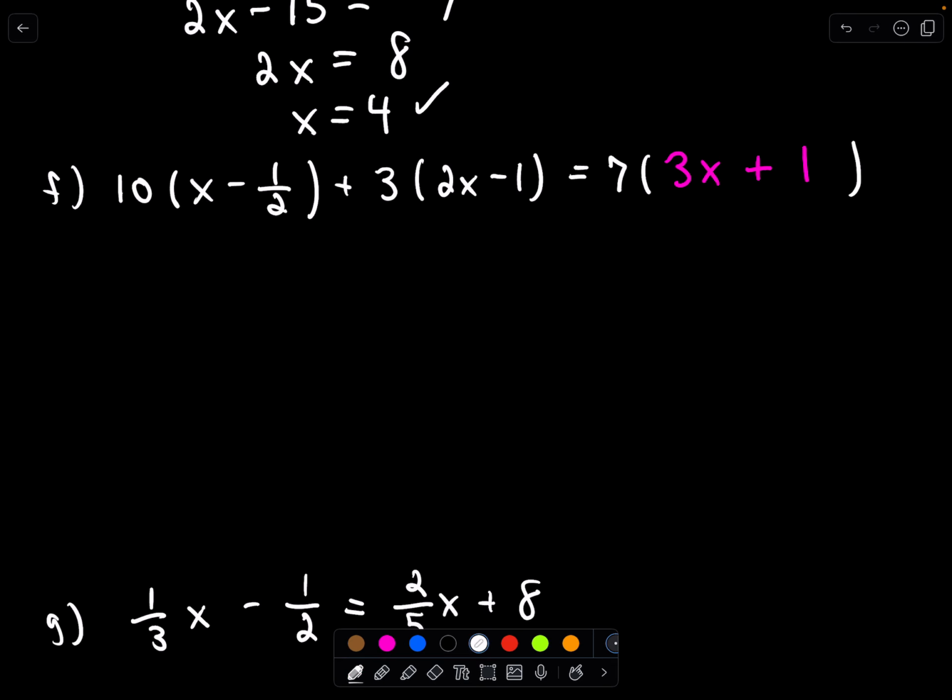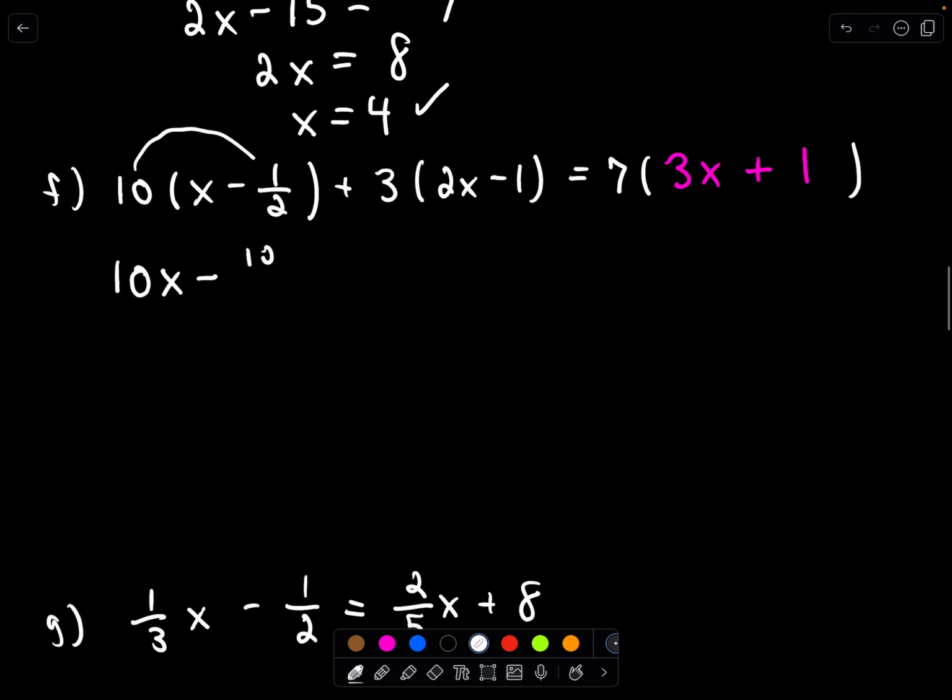Okay, so let's do all that distributing now. So 10 times x is 10x. Now, 10 times negative 1/2, so a positive and a negative is a negative. I've got 10 times 1/2. Well, 10 times 1/2 is the same thing as 10 divided by 2. And 10 divided by 2 is simply going to leave us with 5. So we would have 10x minus 5. Now let's distribute our positive 3 next. So that's going to give us 3 times 2x, which is 6x. 3 times negative 1 is going to be negative 3.